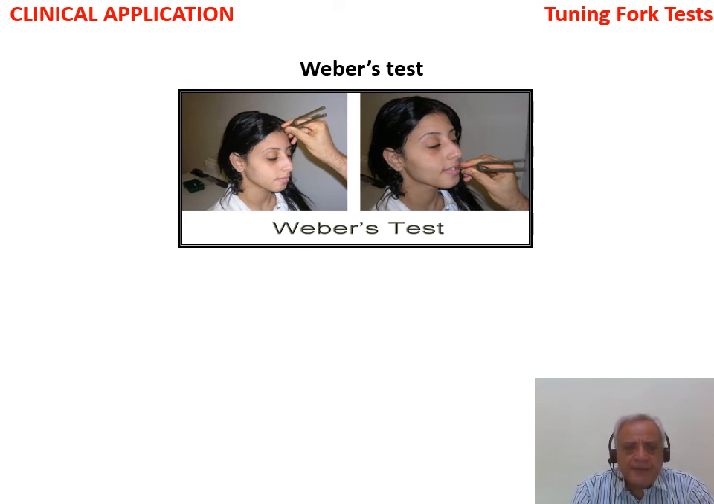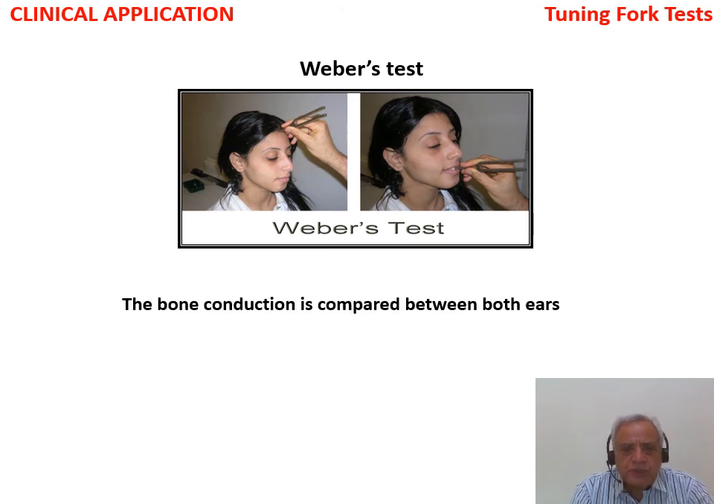What is supposed to happen? The vibration will move in the bone to reach both cochleae at the same time. So in a normal patient, this test first will compare bone conduction between both ears. Again, what does the Rinne test? Rinne compares the air conduction with the bone conduction of one ear, whereas the Weber test usually tests the bone conduction and compares the bone conduction in both ears.